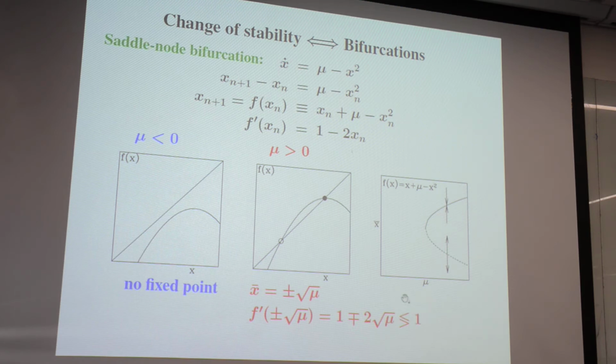So that's stable. And the other one, the one with the minus sign, the lower one, is 1 minus 2 square root of mu. So that's 1 plus 2 square root of mu. That's positive, and that's unstable. And so that's what's written here with the open and closed dots. And then here we make a bifurcation diagram as a function of mu.